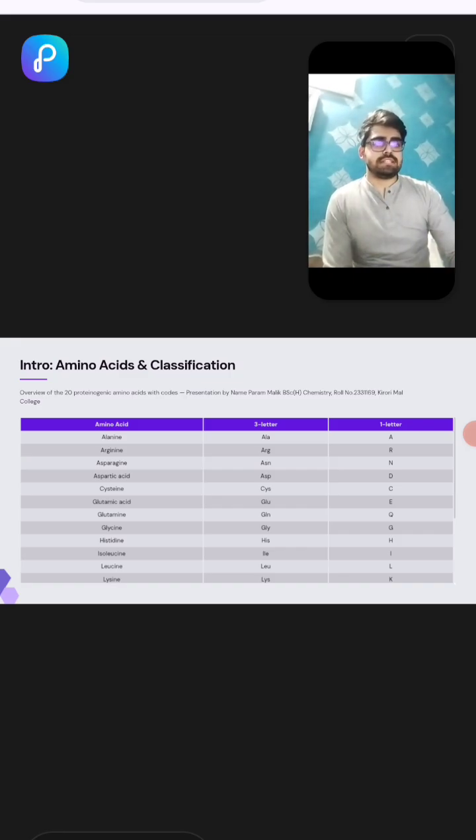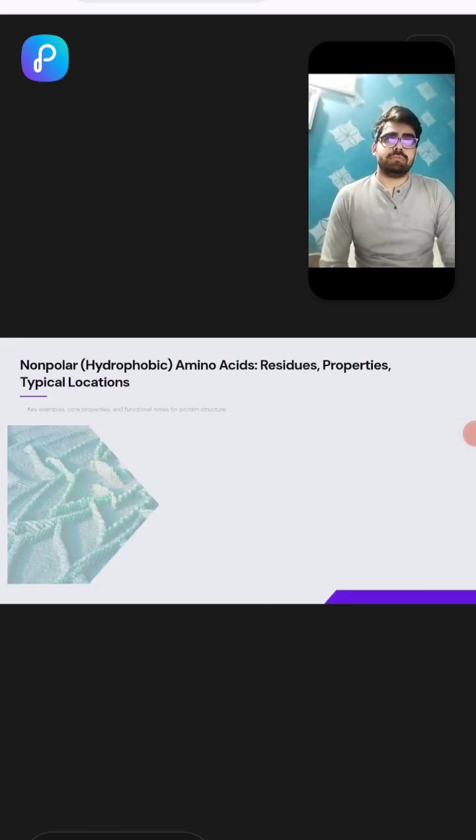Just go through the list as I pause, and don't get mixed up because some are similar, like glutamine and glutamate, arginine and aspartate. So better not to confuse the one-word and three-word names of the amino acids.